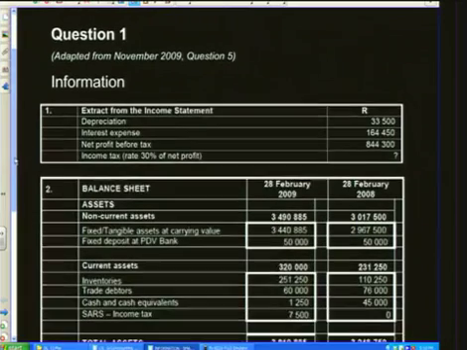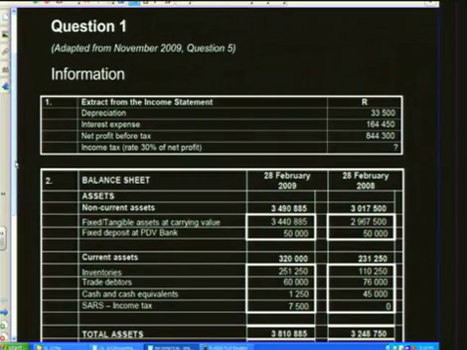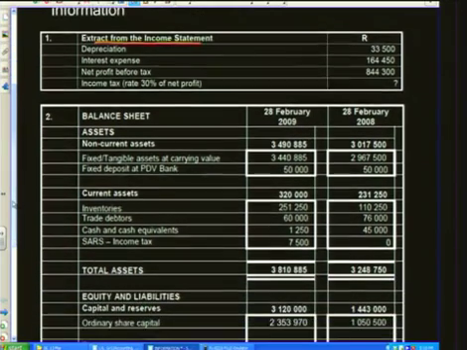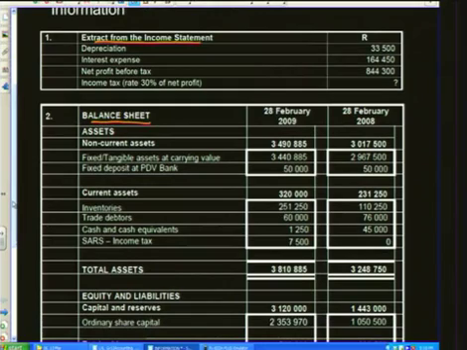Right, we are given a question, the information. We're given an extract from the income statement. Then we're provided with a balance sheet, and very, very important, guys, the balance sheet, I'm obviously given a balance sheet for 2008 as well as 2009. 2008 would be my previous financial year, 2009 my current financial year.